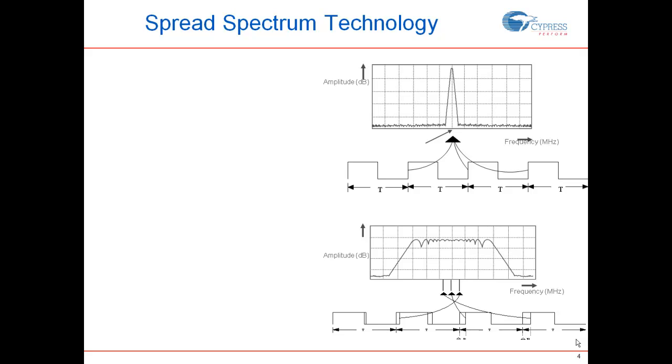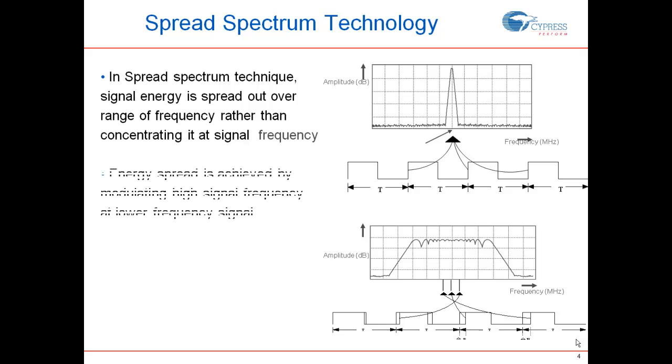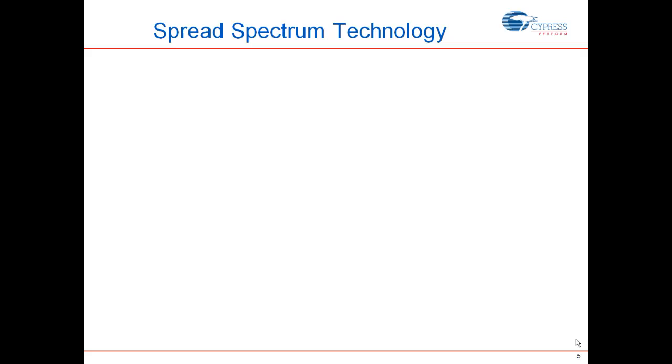As shown in these images, in spread spectrum technique, signal energy is spread out over a range of frequencies rather than concentrating it at the signal frequency. This energy spread is achieved by modulating high signal frequency at lower frequency signal.